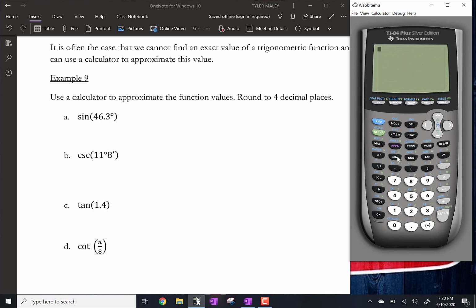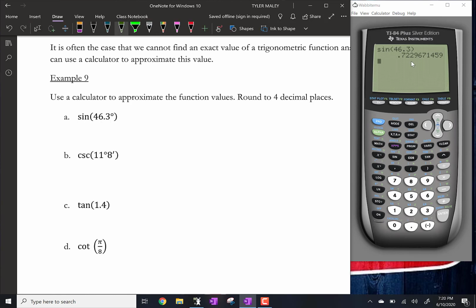And then I can just type in sine of 46.3, hit enter, and we get this value. And we want to round to 4 decimal places. So this would round to be approximately equal to 0.7230.